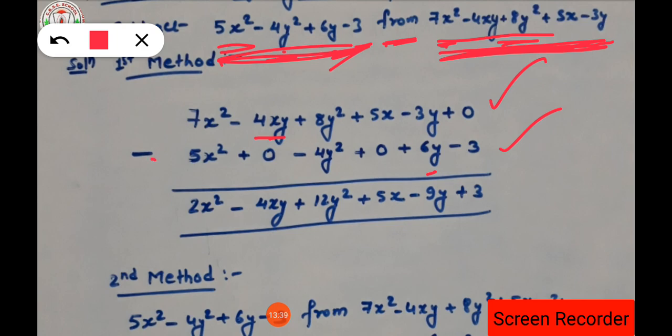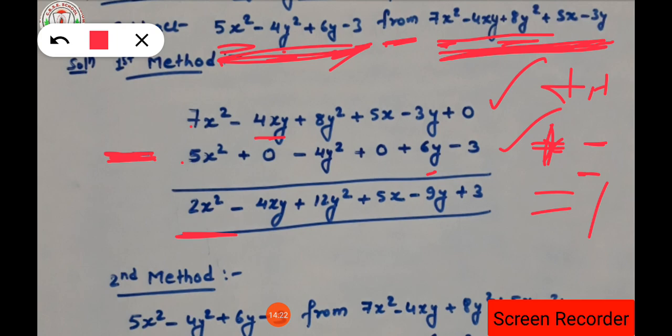Clear? Now since it is said to subtract, that means minus will be there. So here 7 and 5, in front of both numbers what is the sign? Plus sign is there. So plus and plus will be plus, but that plus will be multiplied with minus, and what will the result be? That is minus itself. So 7x square minus 5x square will be 2x square. And what about the sign? Sign will be plus itself because 7 is greater than 5.